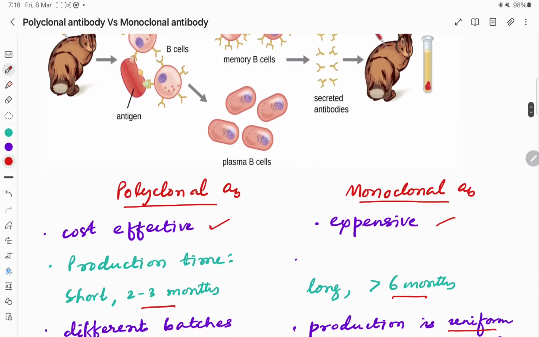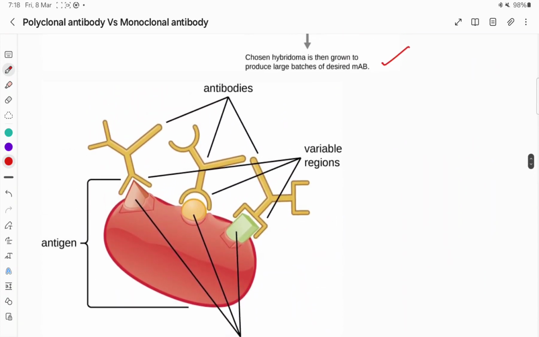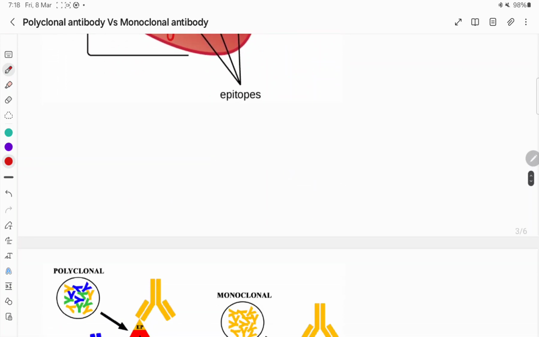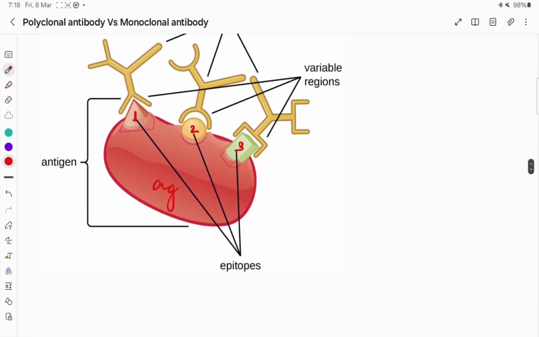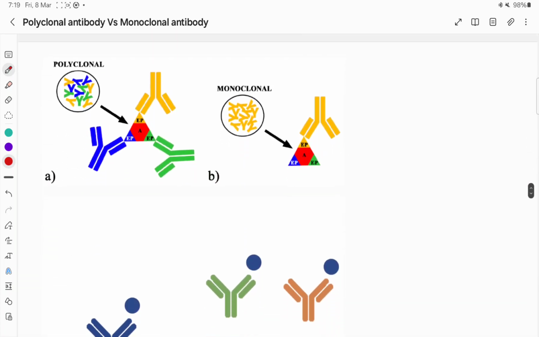So based on this we can have different points, and you can see here, suppose this is the antigen, and this antigen has different epitopes. This is one epitope, this is another epitope, this is another epitope. And polyclonal antibodies can bind to different epitopes in the antigen. Whereas if there is a monoclonal antibody, then it will bind to only one epitope in the antigen. So you can see in another figure.